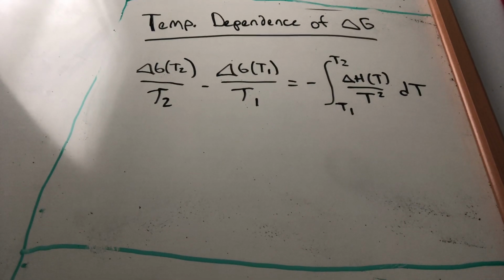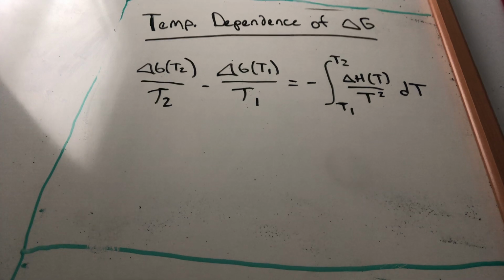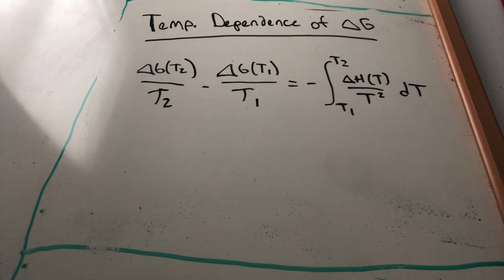The final discussion we have to have from chapter 22 is on the temperature dependence of delta G. This is something that you kind of looked at in lab already. You made some approximations and some assumptions, and now we're going to look at testing them directly.